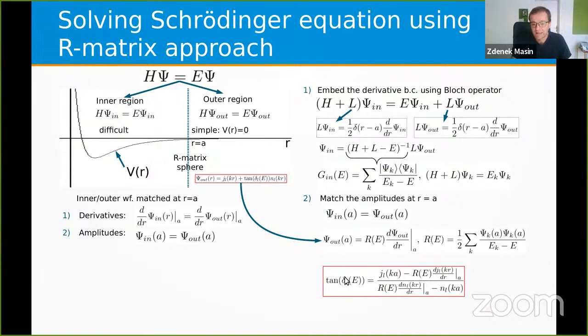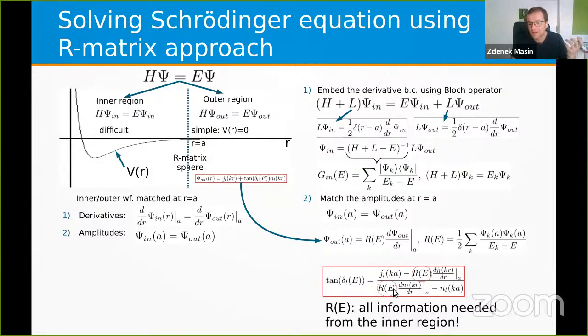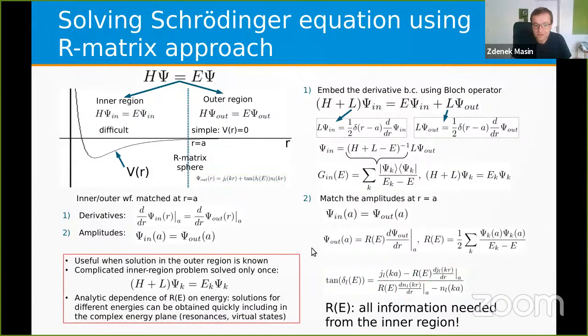And we see that it's expressed in terms of the known outer region solutions and the so-called R matrix, which in this case is not a matrix because it's a single channel problem, so it's only a function, but it's a function of energy that contains all the information about the inner region. So just to summarize, the R matrix is useful when the solution in the outer region part of space is known.